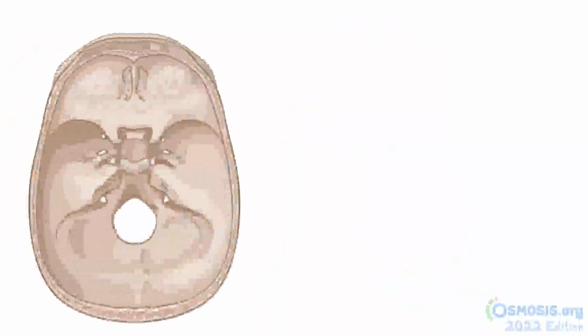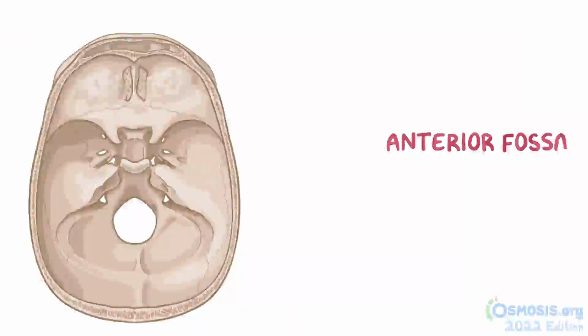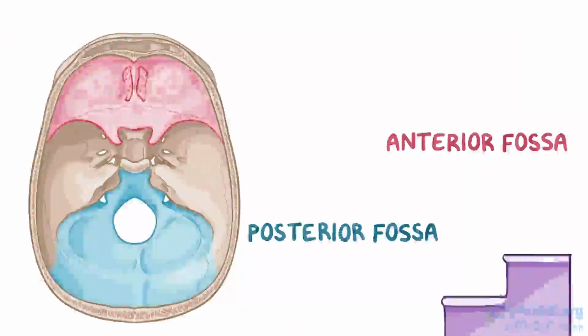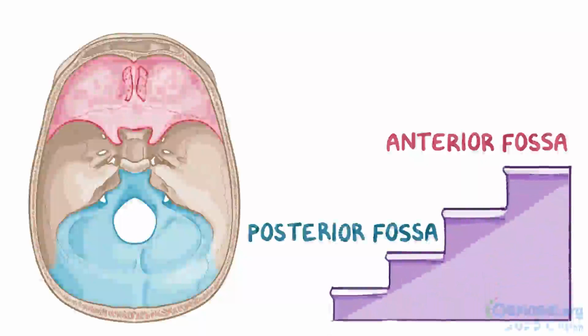Looking at the cranial base from the inside, it can be divided into 3 staggered depressions which lie at different levels, with the anterior fossa being the highest level and the posterior fossa being the lowest level, similar to the stairs on a staircase: the anterior, middle, and posterior cranial fossa.